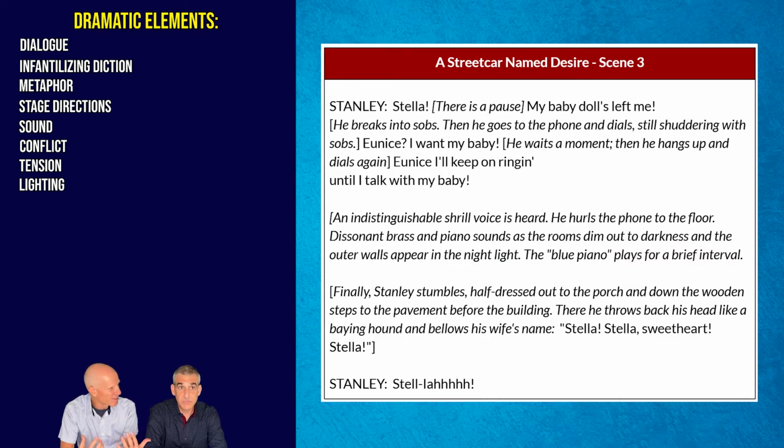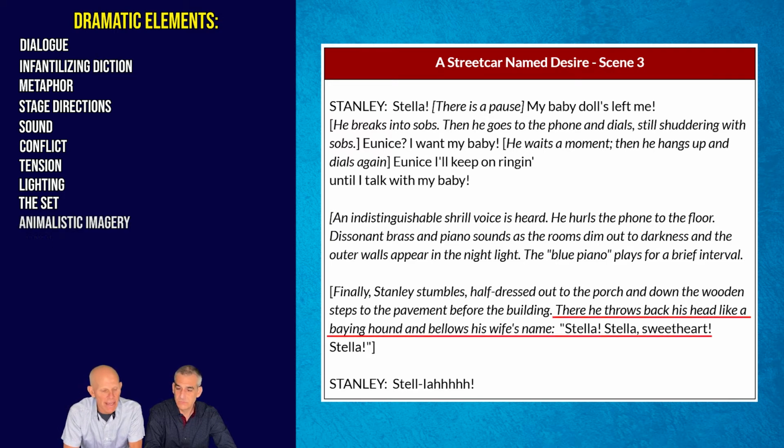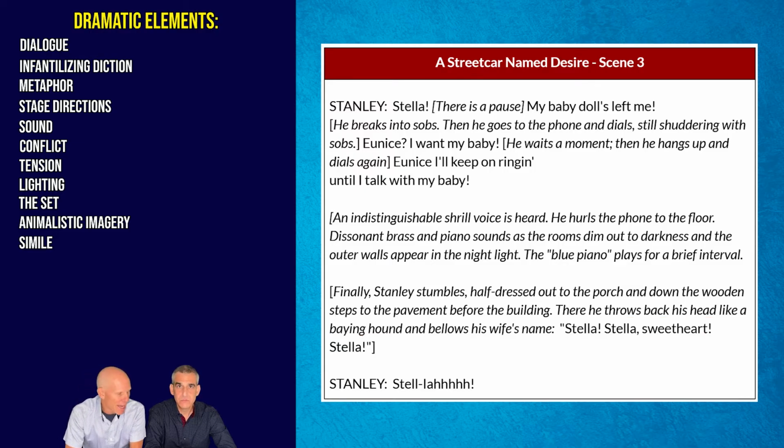Yeah. It's in the night light. Right. So you can talk about the set. We want to talk about the set, right? Further in the stage directions, we notice that Stanley is throwing his head back like a baying hound, and he bellows his wife's name. This is very powerful language. He's really described in an animalistic way, like a baying hound, and he's calling his wife's name, Stella. It's almost like a mating ritual, the way it's described.